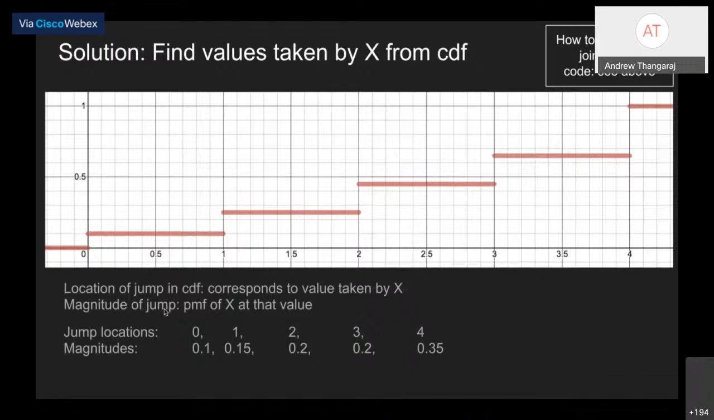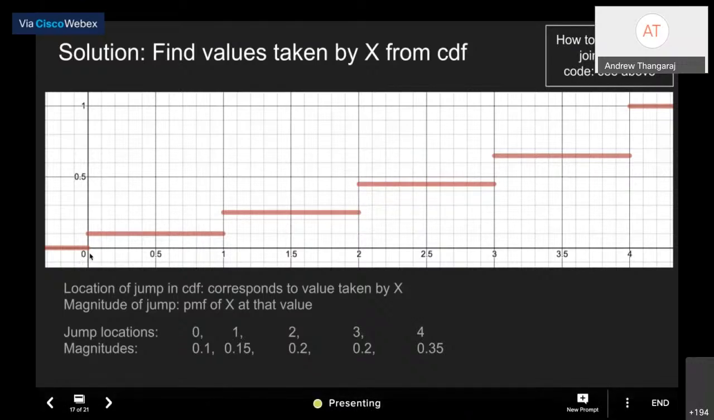Remember, this is the cumulative distribution function. How do you go from CDF to PMF? This is what you do. At location 0, there's a jump, and the magnitude of that jump is 0.1. Do you agree? The magnitude of the jump is 0.1. It went from 0 to 0.1. So the probability that x equals 0 is 0.1.